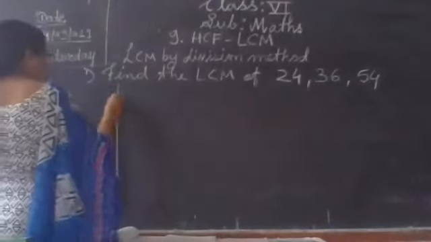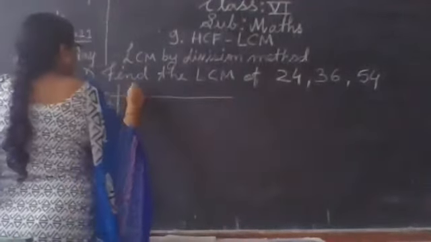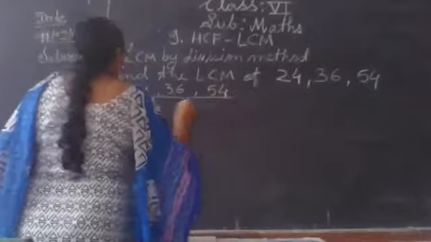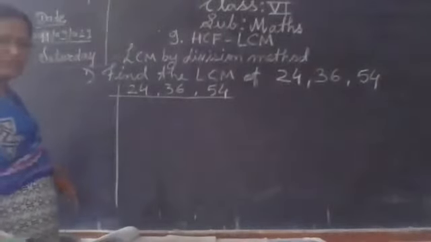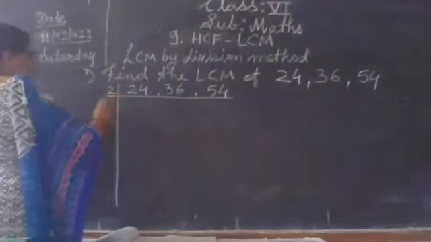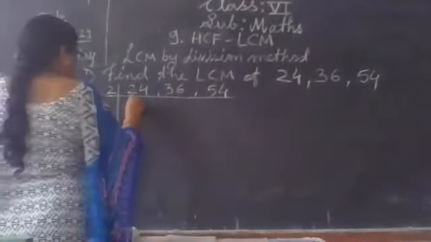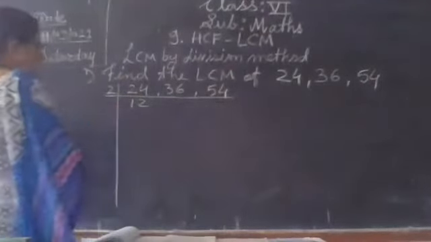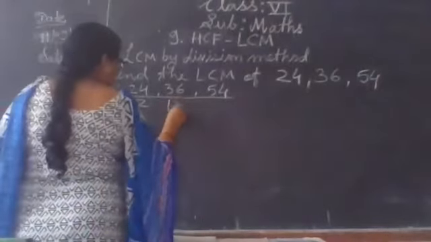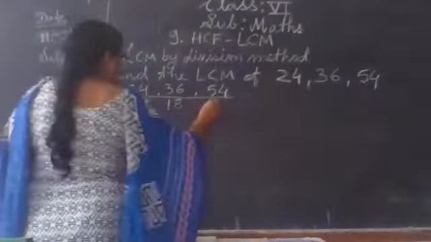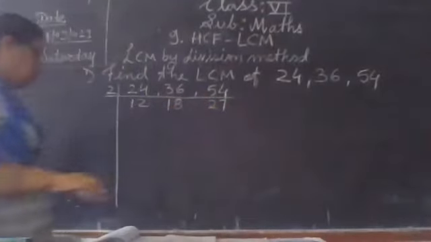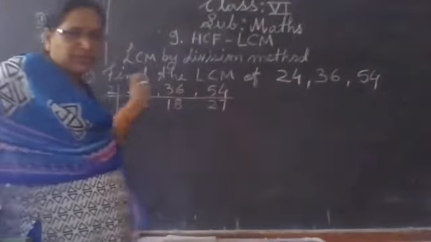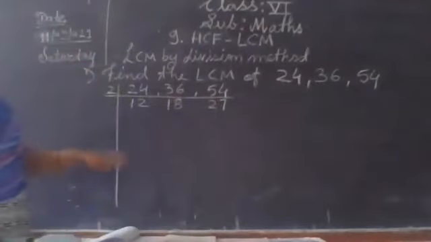Arrange properly all the numbers. See, these are even numbers. So we will start with 2. 24 divided by 2 is 12. 36 divided by 2 is 18. 54 divided by 2 is 27.